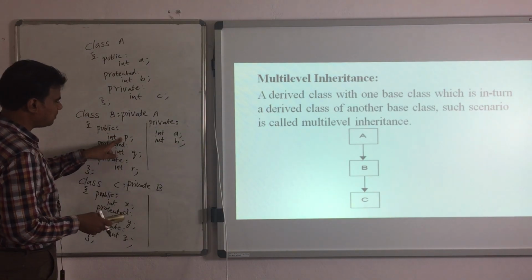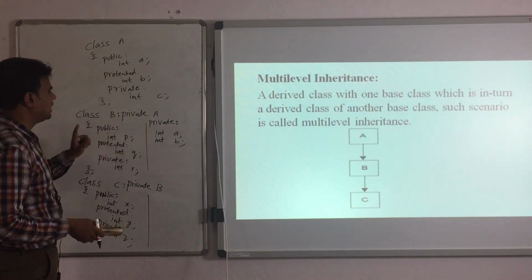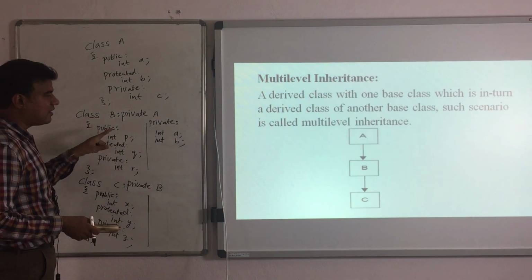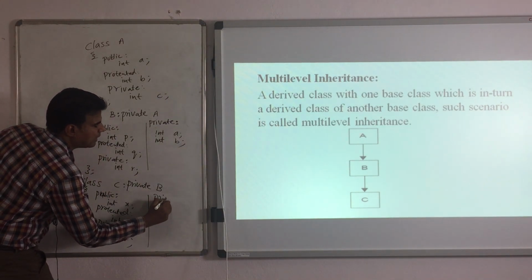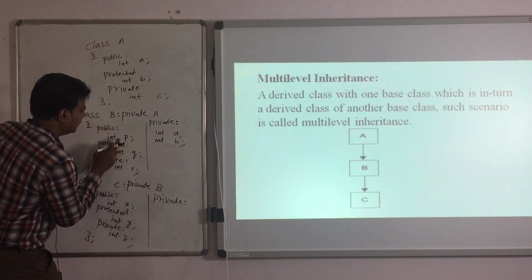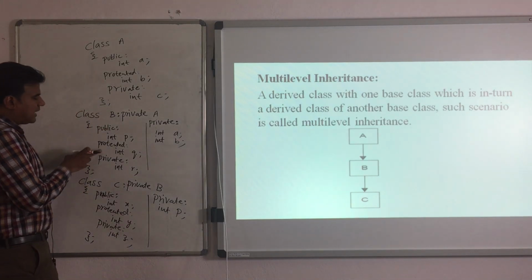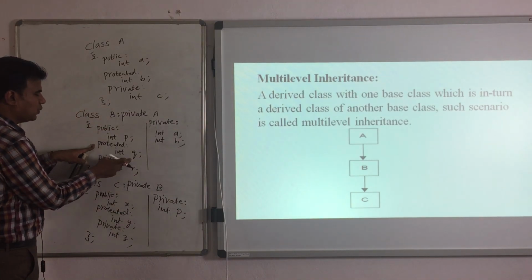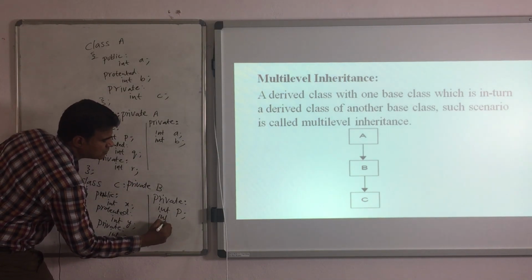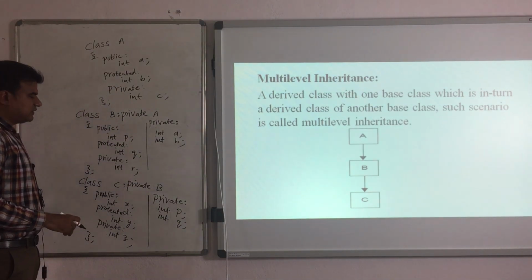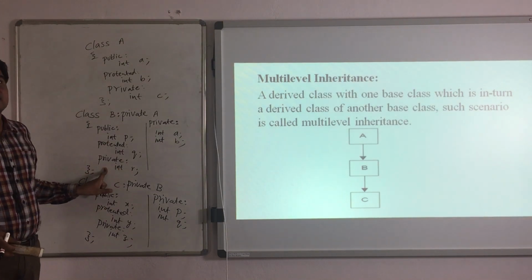So can I inherit this P? Yes, because it is public, I can inherit this P. And what will be the access modifier after inheriting? It will be private, because my mode of inheritance is private. So private colon, this P will come over here, int P. Can I inherit this protected Q? Yes. And after inheriting, it will become private only. So int Q. After this, can I inherit this R? No, it is not possible, because it is private.